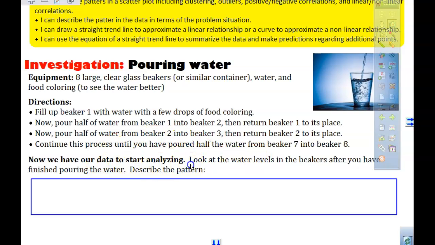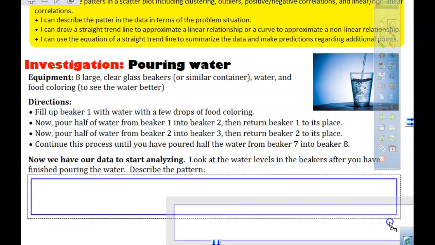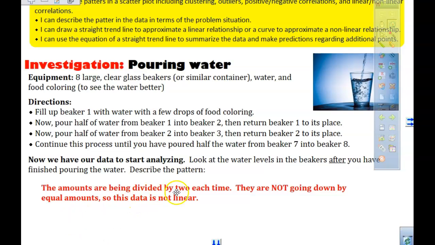It says now that we have our data, let's look at the water in the beaker that you have after you start pouring. If we start with a large glass, and we fill it up and always dump out half, the pattern would be that the amounts are always going to be divided by 2. So if we start with 32 ounces, the next time it would be 16 ounces. Then we'd go to 8 ounces. So each time it's going to keep going down by half.